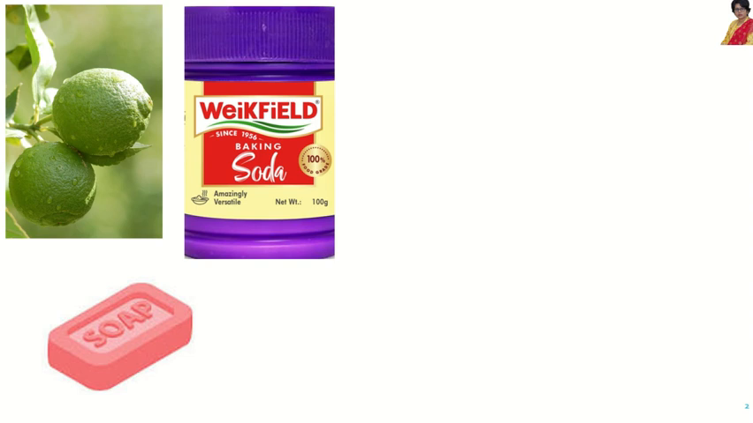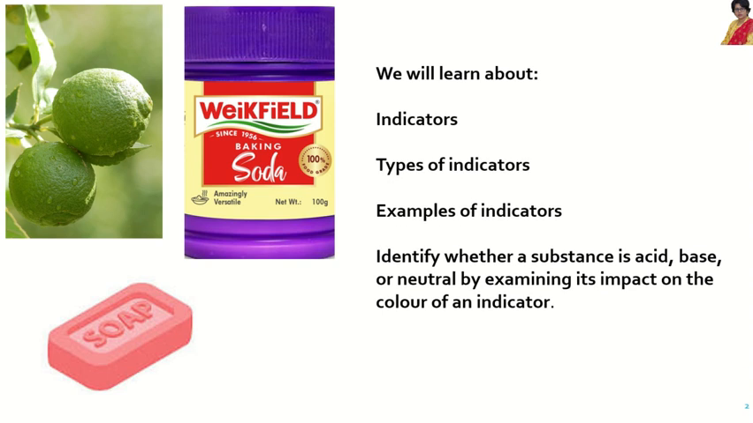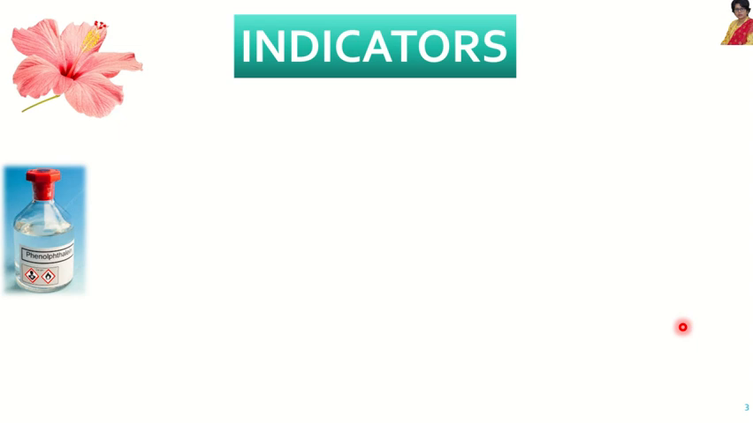Here comes the indicator. So, in this chapter, we will learn about indicators, types of indicators, examples of indicators, and identify whether a substance is acid, base, or neutral by examining its impact on the color of an indicator. China rose is a natural indicator, phenolphthalein is a synthetic indicator, and onion is an olfactory indicator. These are some of the examples of indicators.